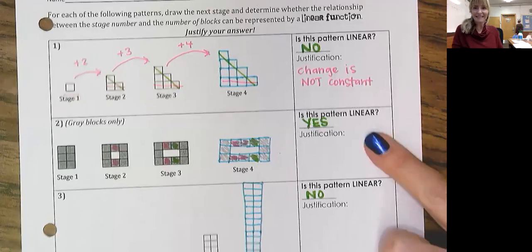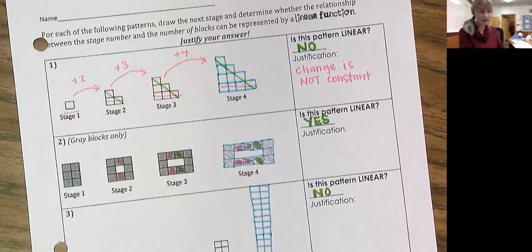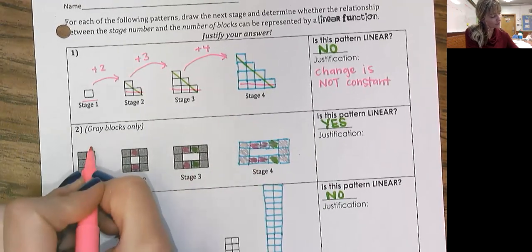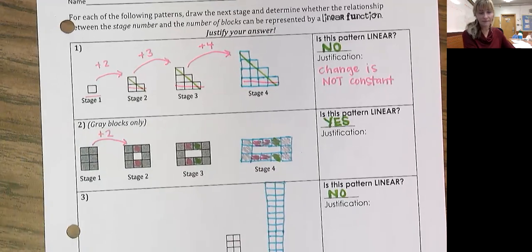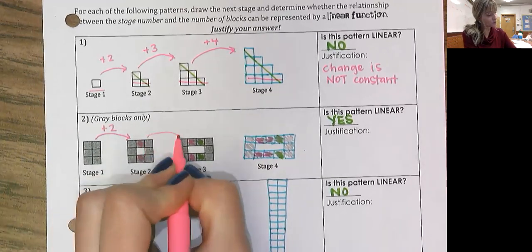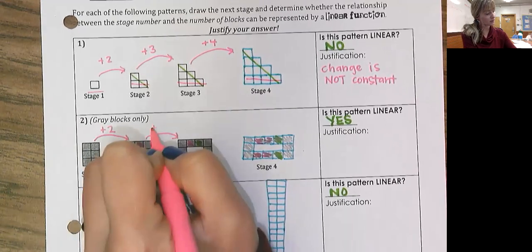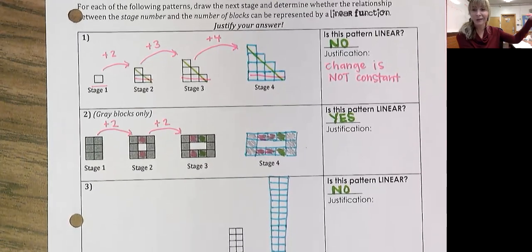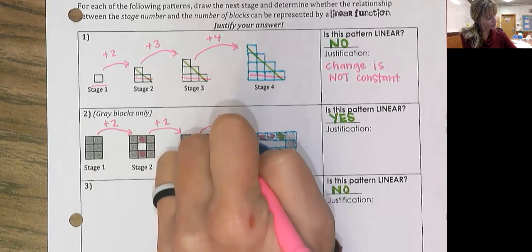So why is this the only one that is linear? Let's check it out. As I drew and started showing what's changing here, as I go from this stage to this stage, we added 2 gray blocks. Is that also what happened from this stage to this stage? Why, yes, that's precisely what happened. From this stage to this stage, we also added another 2 blocks. And from this stage to this stage, we added another 2 blocks.